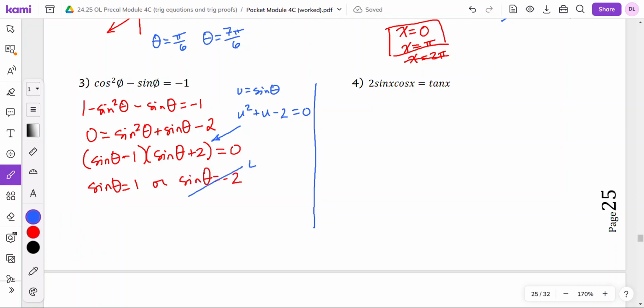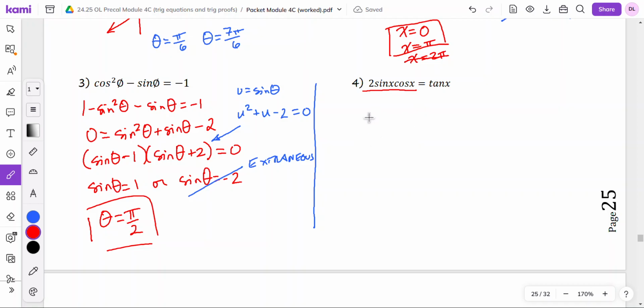Right? We know that we're extraneous. We cannot have -2 for the sine of theta, and the sine of theta will equal 1 when theta is equal to 90 degrees, or in radians, since this is in radians, pi over 2 radians, and that will be my only solution.